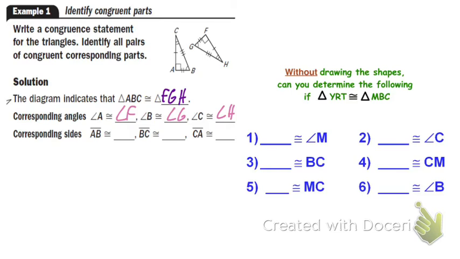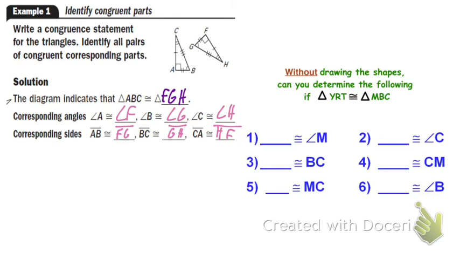Corresponding side. Side AB is congruent to what side, Saren? G. Nope. Side AB is congruent to what? FG. Side FG. I thought you said just B. Ah, gotcha, okay. Kelly, side BC is congruent to what side? GH. Okay, very good. And then Israel, side CA is congruent to what side? Okay, HF, very good. And we could word that FH, HF, it really doesn't matter.